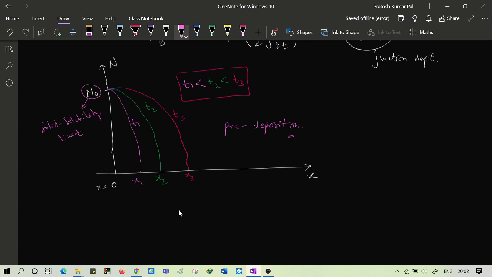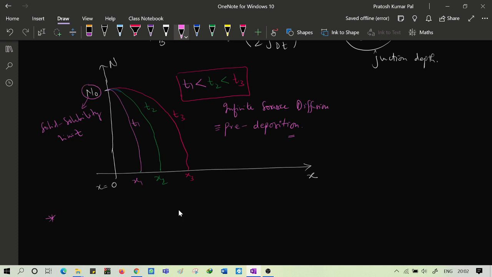It is called pre-deposition, or infinite source diffusion. So this infinite source diffusion is also considered as pre-deposition. You can say it is the starting point of diffusion. If diffusion is going to take place, the first step will be the pre-deposition, or infinite source diffusion type. Here we can see that the surface concentration always remains constant.